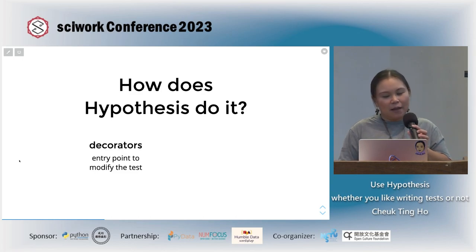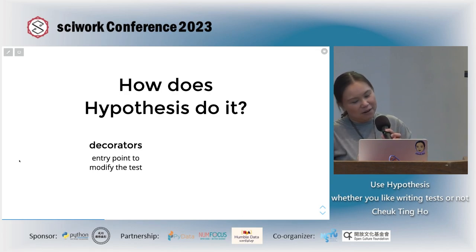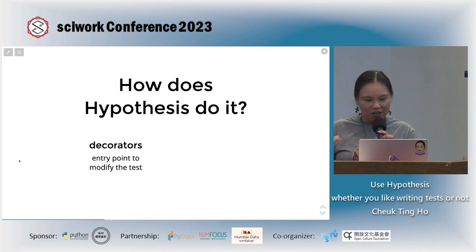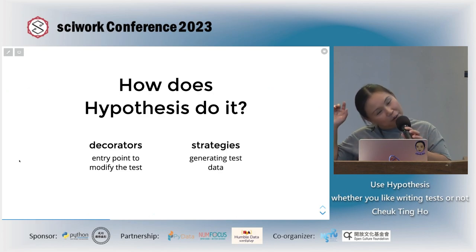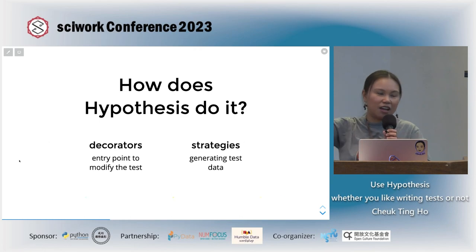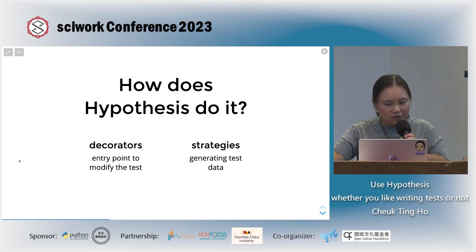It will modify the test a little bit when PyTest runs it, so you can do exactly what you want it to do. So it's an entry point to modify the test, and it will do the property-based testing. Another important thing that Hypothesis gives you is the strategy. You have to use this strategy and put it in the decorator, because it's a very important piece of the puzzle when you're using Hypothesis.